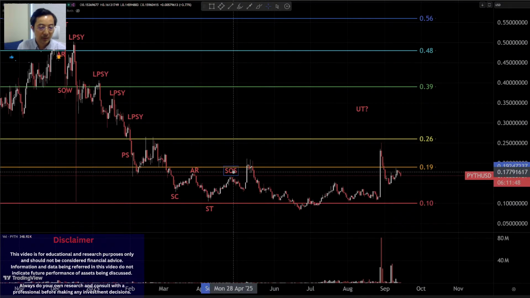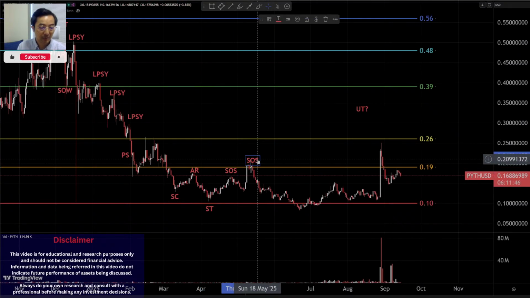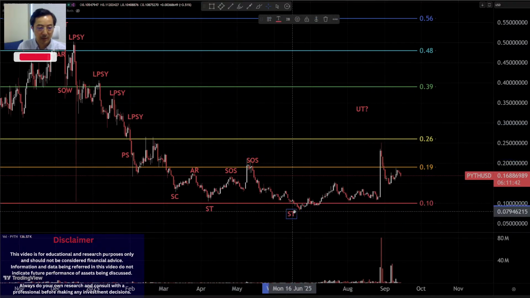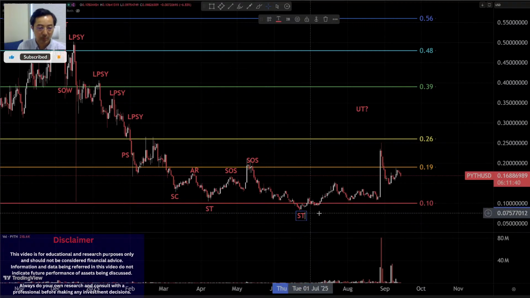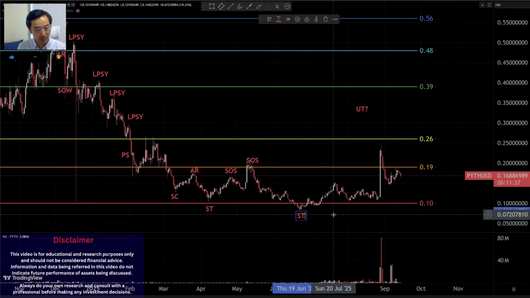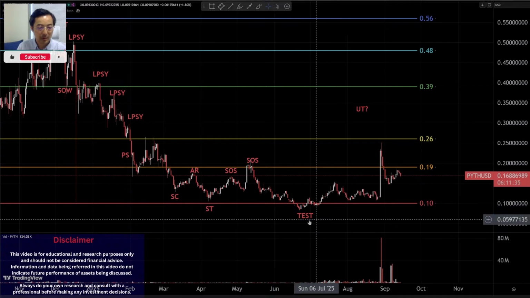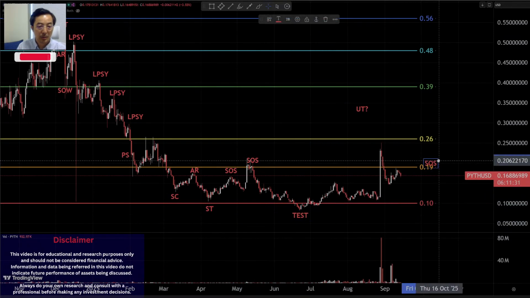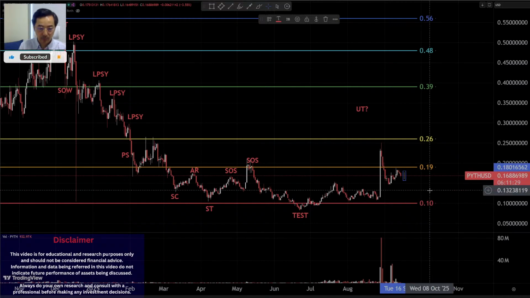Again, that may be a second sign of strength, and then eventually we've got more tests, or you can call that a spring. I'll just put test to make it simple. This can be a backup, last point of support period.